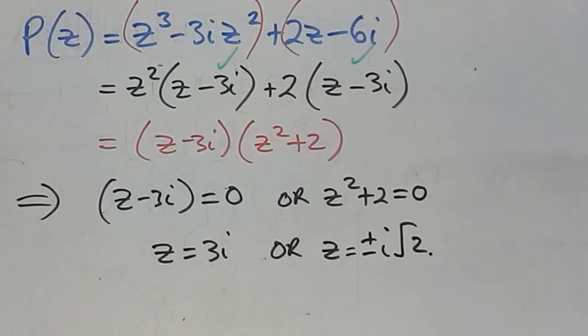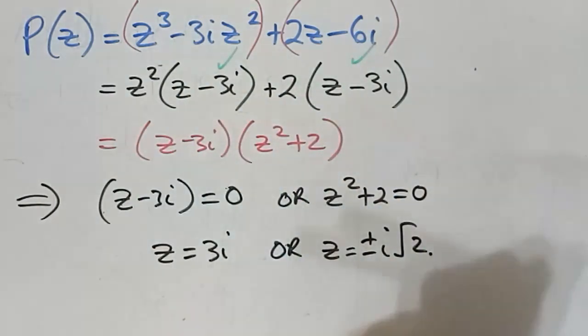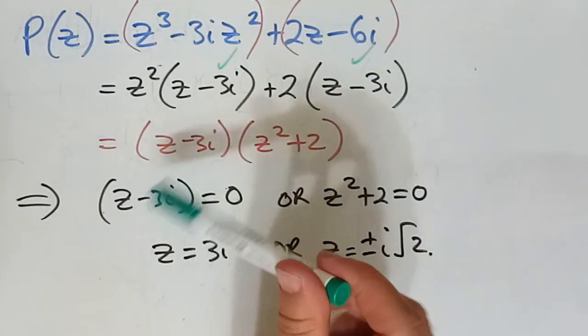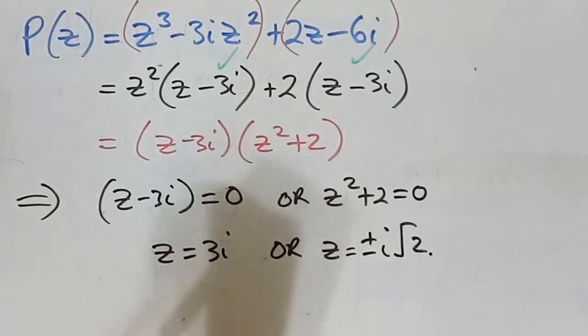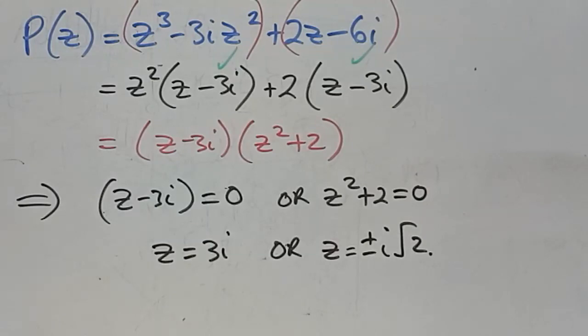Oh, we had a similar one anyway. We had root 3, didn't we? Okay, so that's it. So give grouping a go. If grouping doesn't work, then maybe you can find a factor and you can do long division if you have to. Okay, that's it.